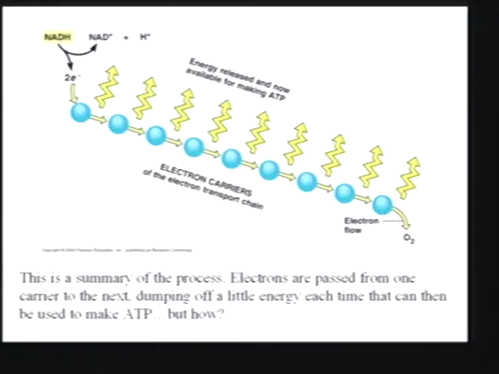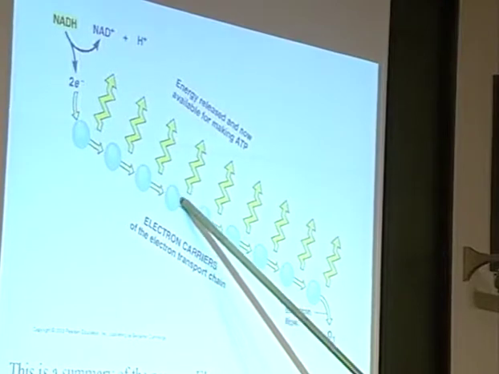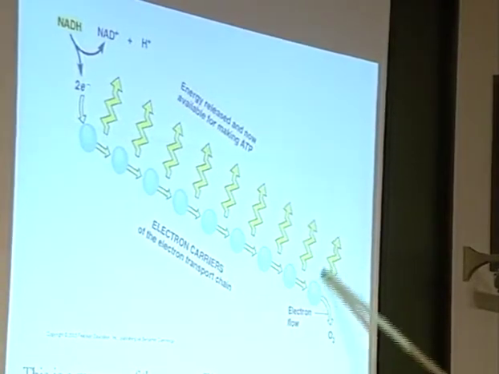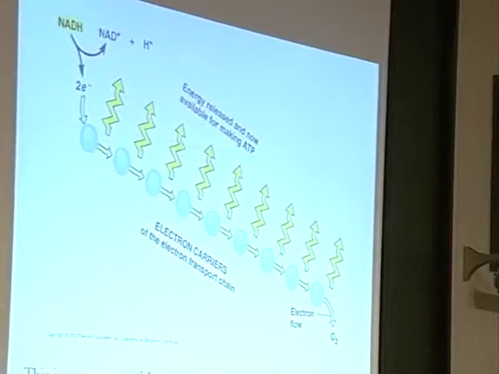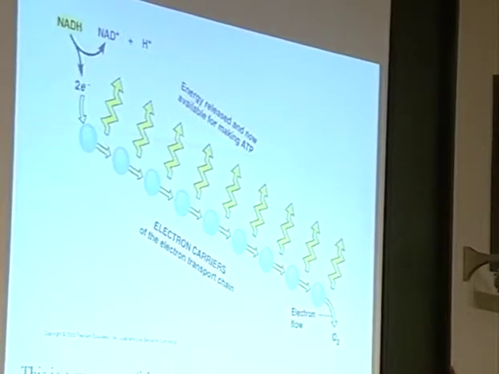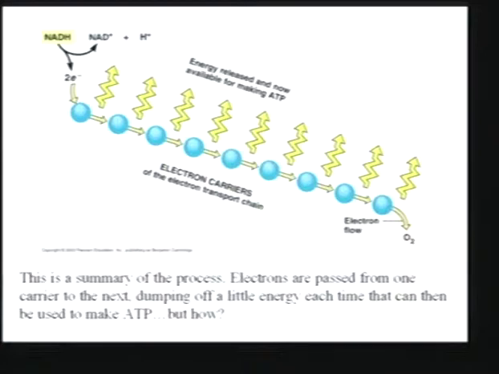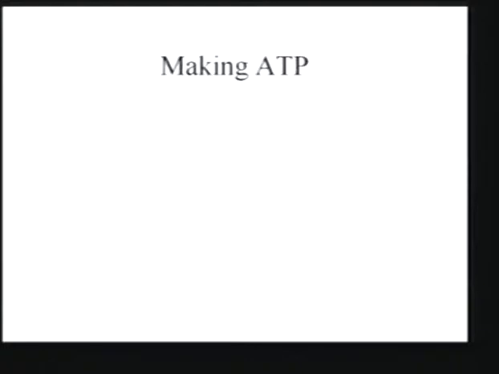Think of this as a graph where we're looking at potential energy on the y-axis and the course of the process, time basically, on the x-axis. And over time, you pass off these electrons and you drop in energy every time that you do that. But that energy isn't lost. It's being, in a sense, converted to another form that's allowing the cell to make ATP. So electron transport. All of those electrons are going through this electron transport chain. How do we make ATP then? There are 2 ways that the cell uses to make ATP.